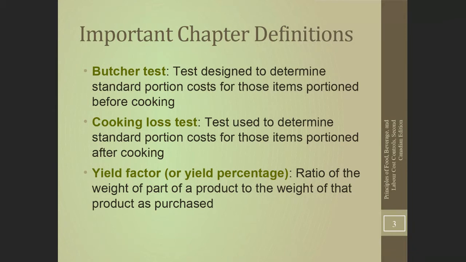For example, lettuce, we can't use 100% of lettuce. We got to chop off the bottom, right? Carrots, we got to peel or skin the carrot. We got to chop off the root. So we can't use 100% of most products.